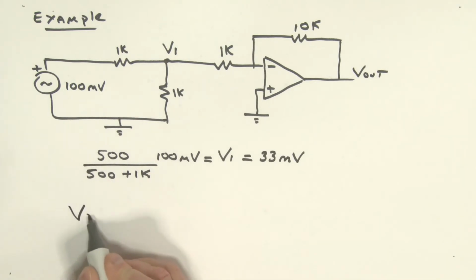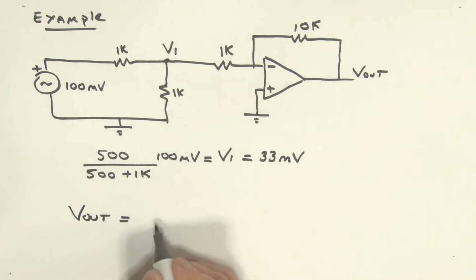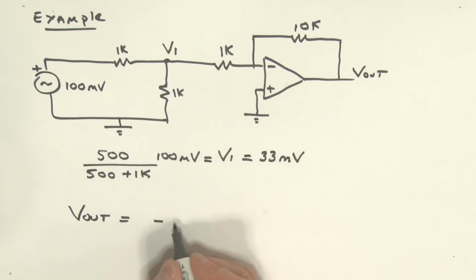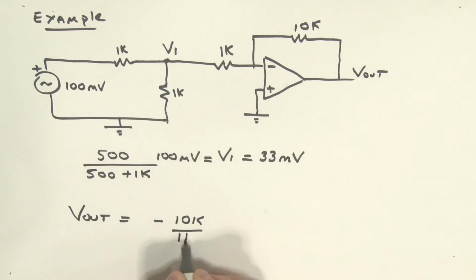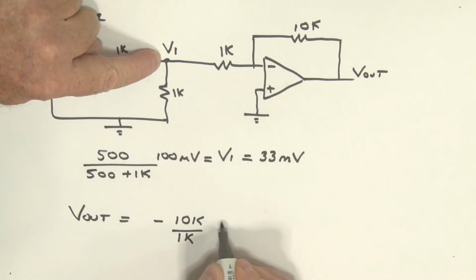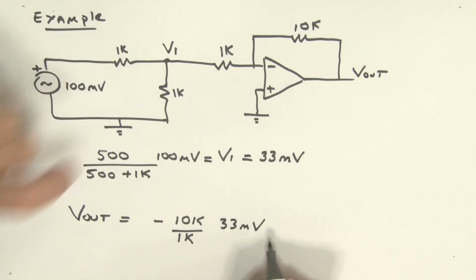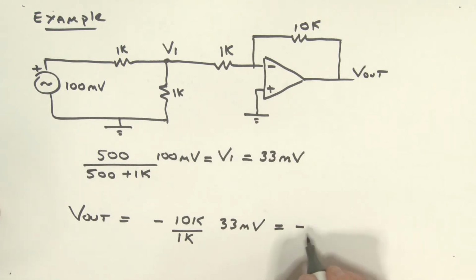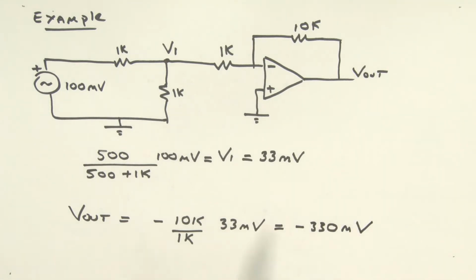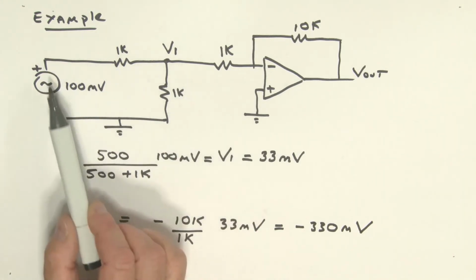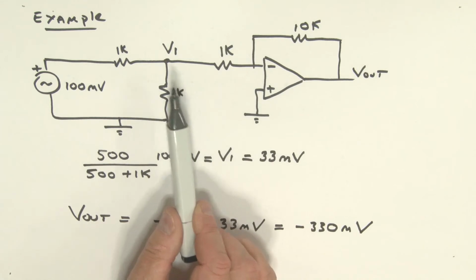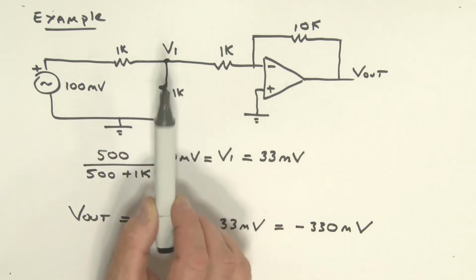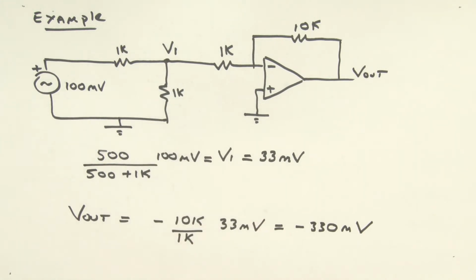And so therefore I could say my V out in this particular case is going to be what? It's going to be a minus. We've got our 10K divided by the 1K multiplied by this voltage here, which is 33 millivolts. And I've got a gain of what? 10 times 33 millivolts, which gives me an output voltage, I should say, of minus 330 millivolts. So in this particular case then, with this circuit, that inverting amplifier was effectively applying a load to that circuit and therefore affecting what that V1 voltage is.